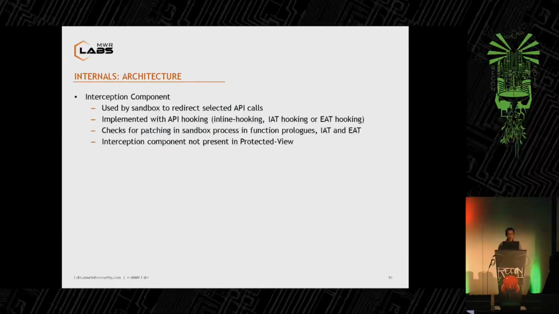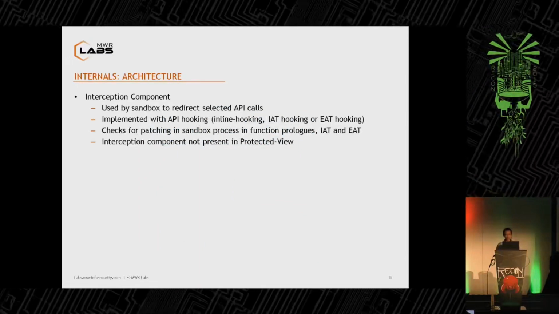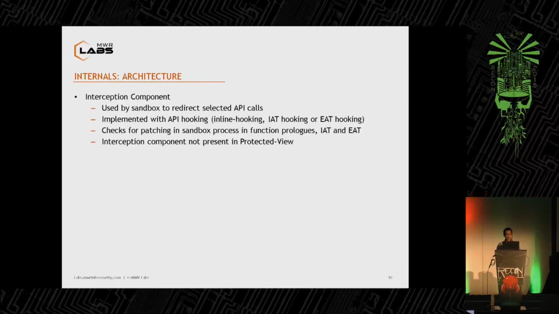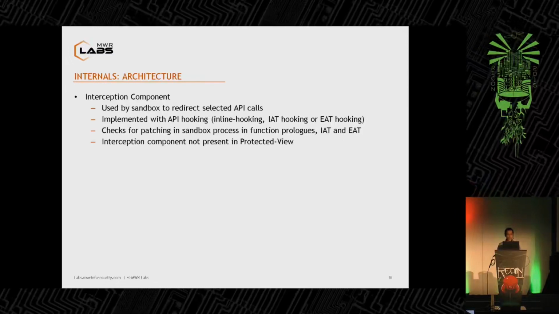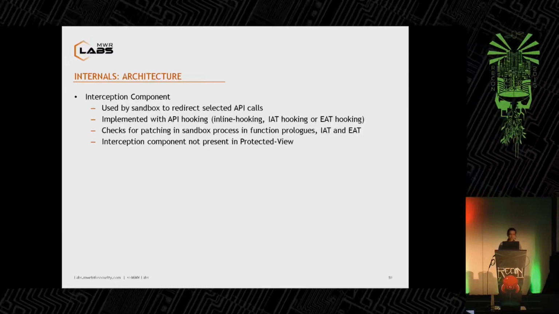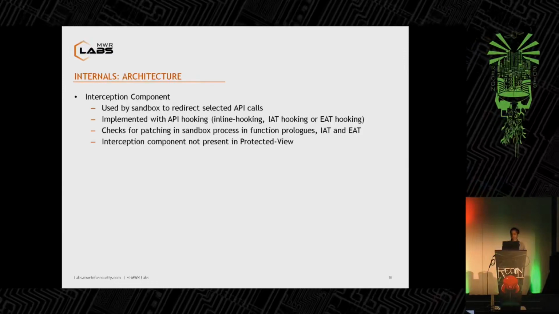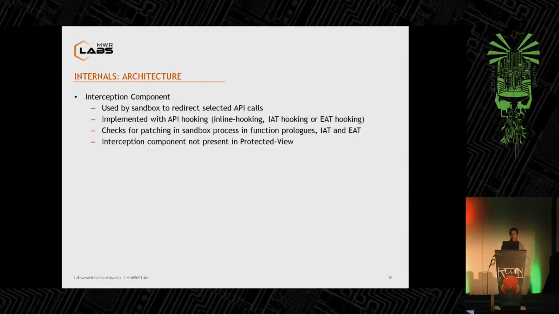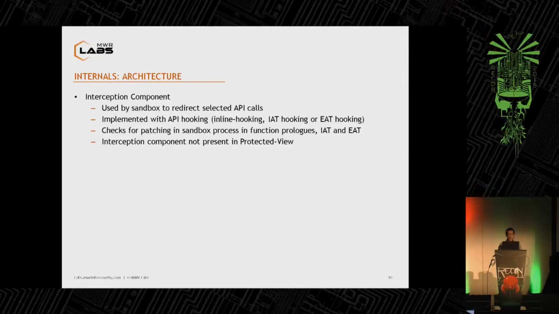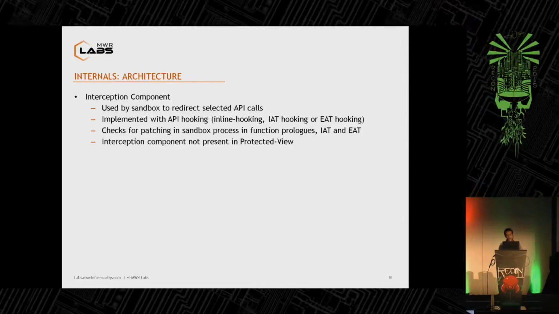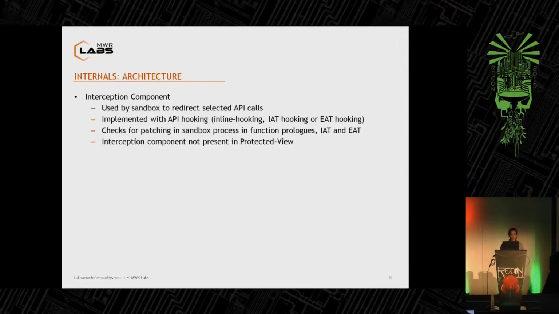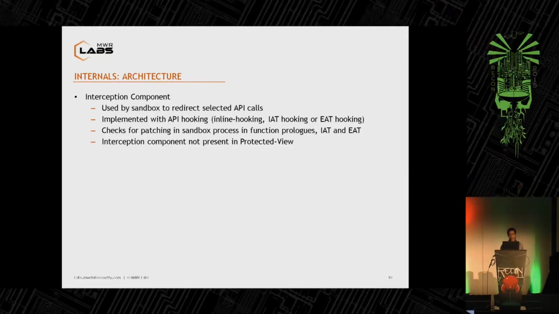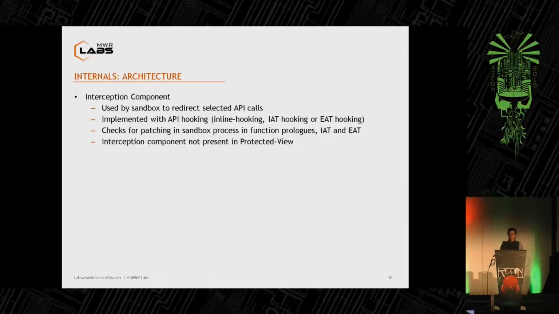The intersection component is used to redirect API calls. In IE, this redirection facilitates three purposes. First, it can modify the API parameters for the sandbox context. So, for example, an original file path which would point to outside the sandbox container will be changed by this redirection so that it will point to inside the sandbox directory.